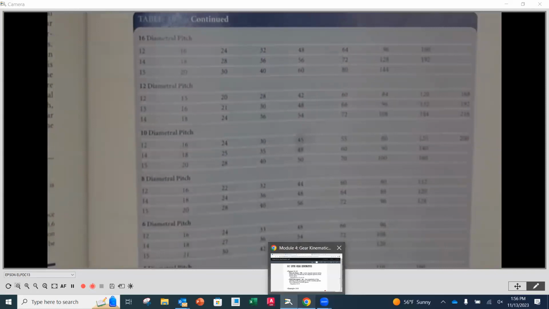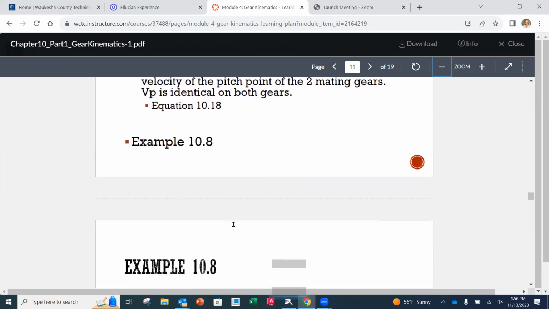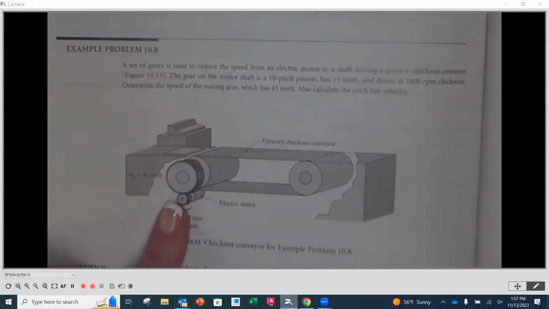All right, so let's go back over here. So velocity ratio, pitch line speed. Let's look at example 10.8. And the example 10.8 is found on page 274. Okay, so it looks like we need to determine the speed of the mating gears in RPM and calculate the pitch line speed. Okay, so let's take a peek at this example.